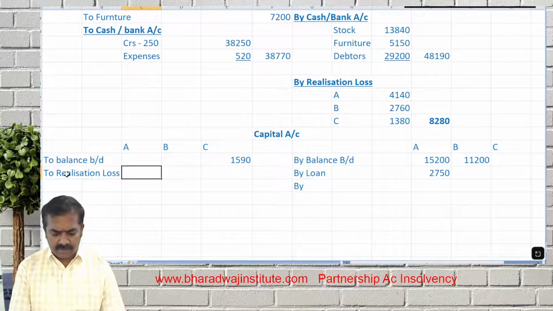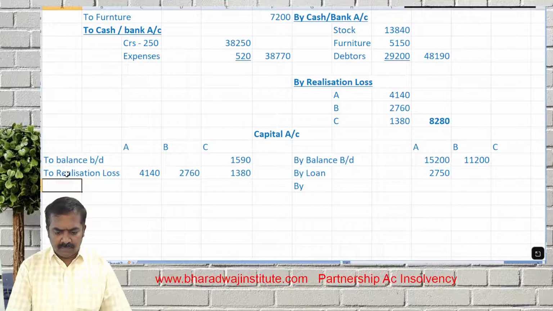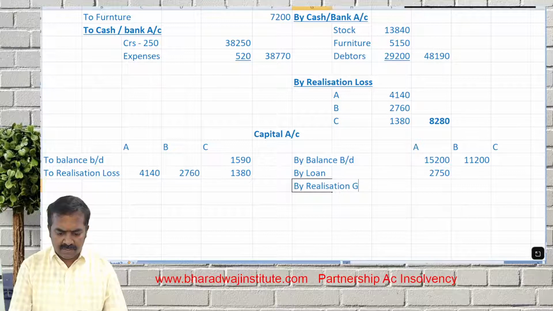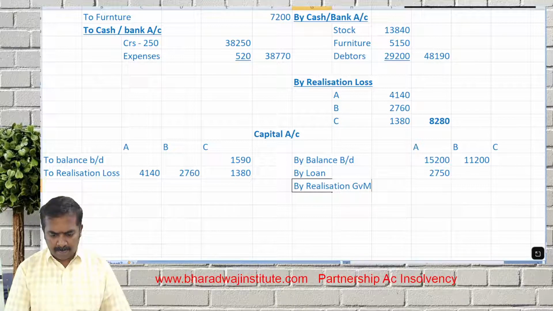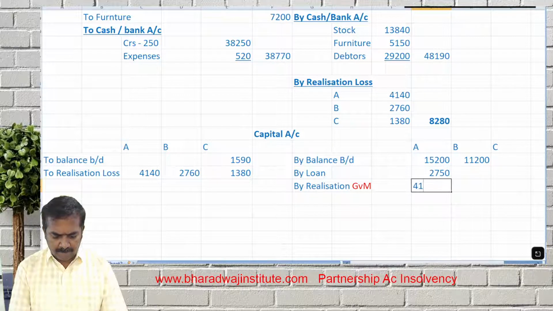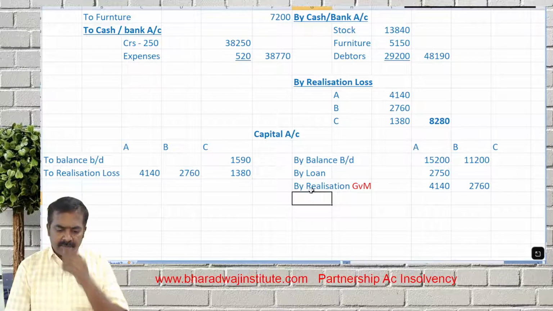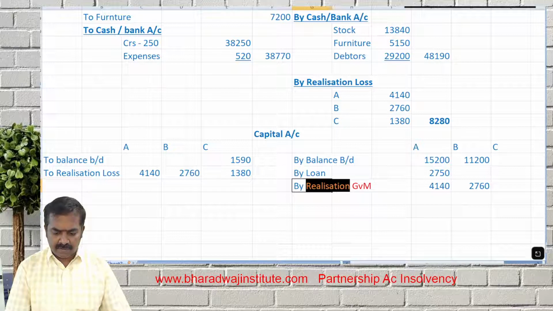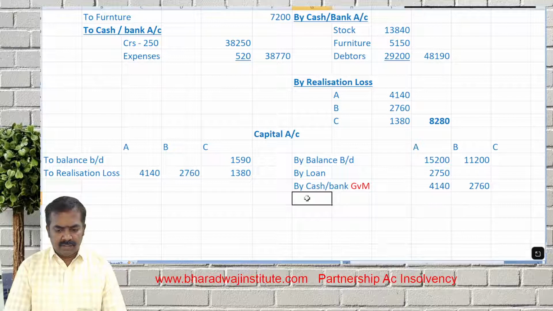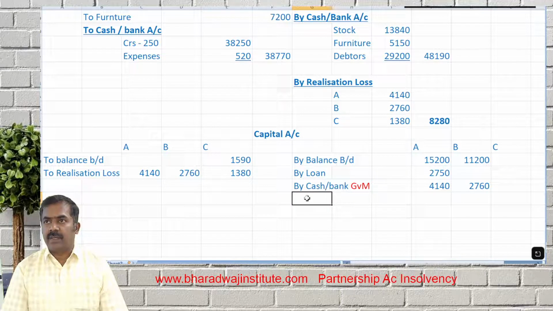What is the realization loss? 4140, 2760, 1380. By realization, that cash to be brought in, Garner versus Murray. Who should bring in cash? A and B. How much? 4140. Then, by realization, by cash. Next, A and B. Nothing is brought in by C.